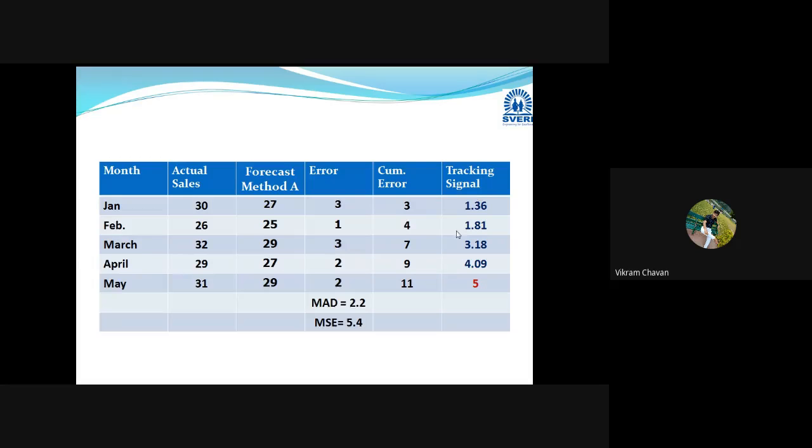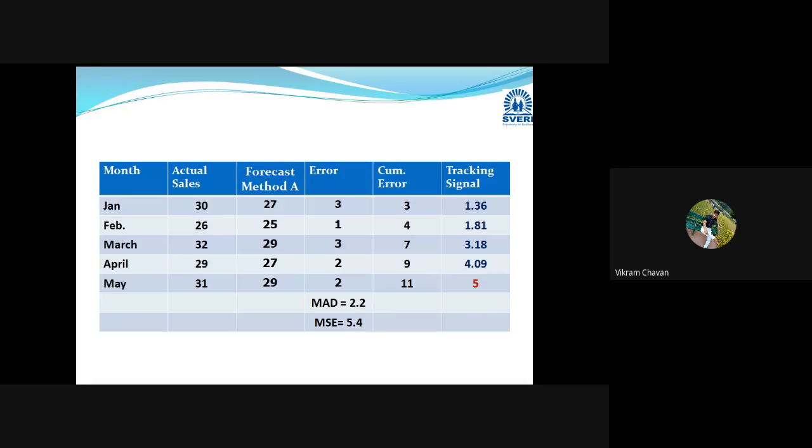Then we have to find out the tracking signal. Tracking signal is nothing but the cumulative error for the particular month divided by MAD. So 3 divided by 2.2, 1.36. Then 4 divided by 2.2, 1.81. Then 7 divided by 2.2, it will be 3.18. Then 9 divided by 2.2, it will be 4.09. Here we crossed our limit. Our tracking signal limit is plus or minus 4. So here we crossed plus or minus 4.